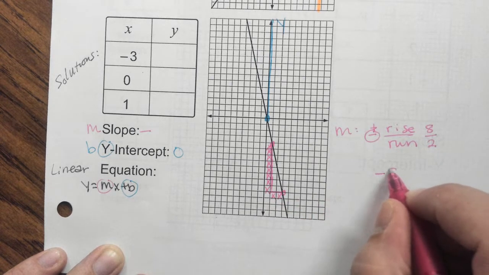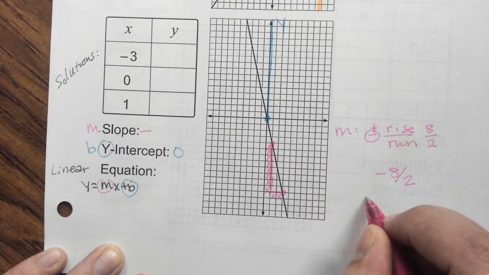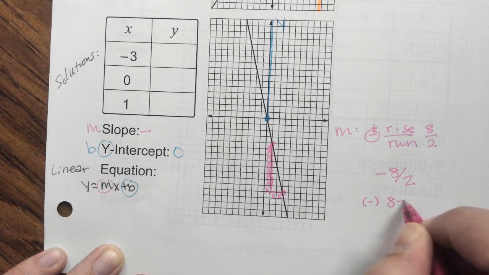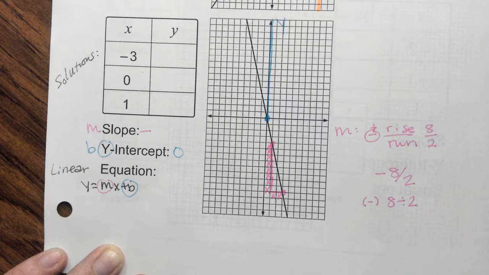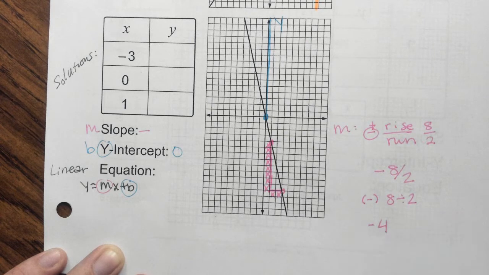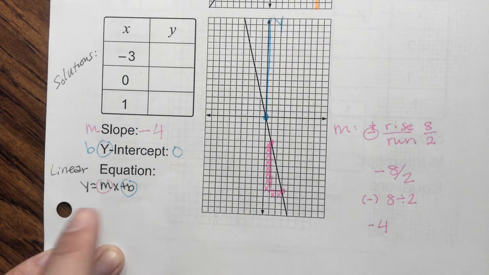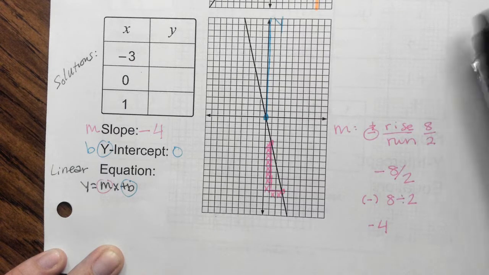So the slope is -8 over 2, which can be reduced. You're going to type in -8 divided by 2, math enter, and you find that that is -4. Your slope is -4. Now that we have the slope and we have the y-intercept, we can write the linear equation.